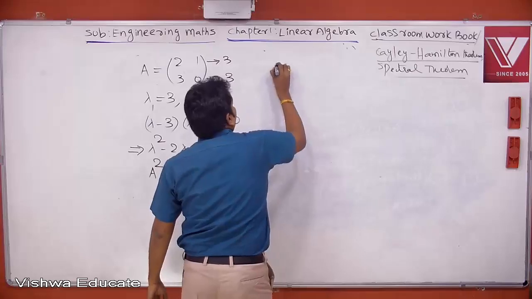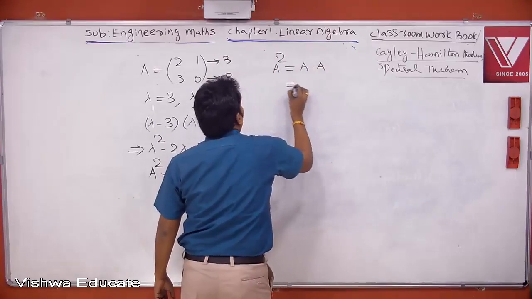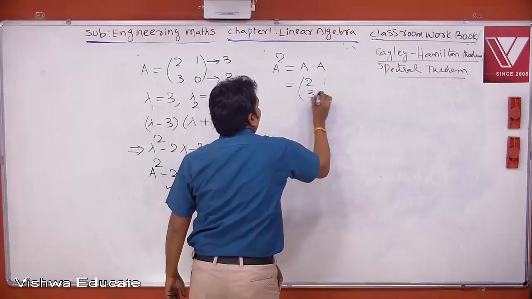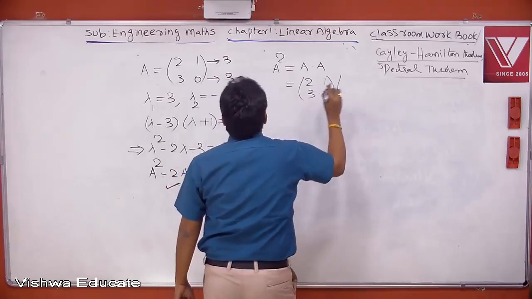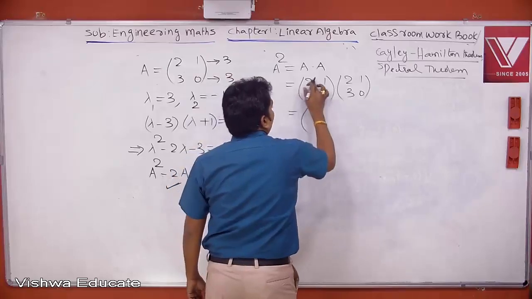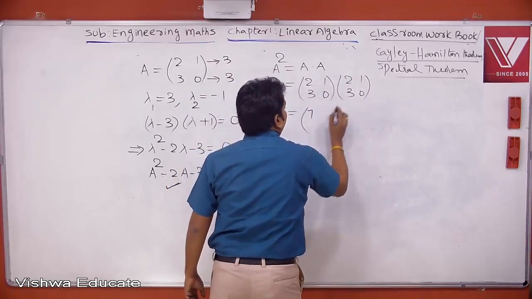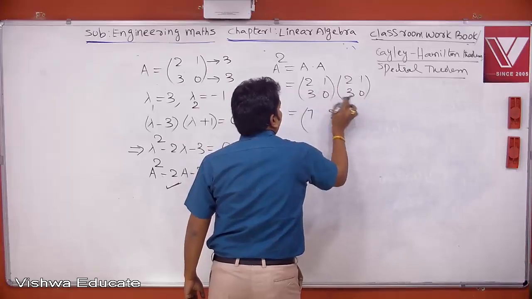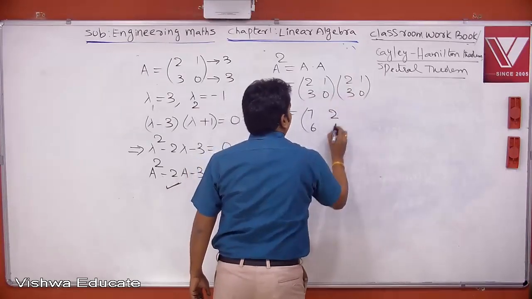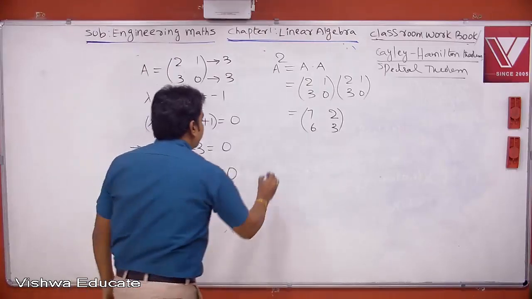So here let us calculate A square at first. A square equal to A into A. My A is [2 1; 3 0] into [2 1; 3 0]. Therefore, this is 2 into 2 plus 1 into 3, this is 7. 2 into 1 plus 1 into 0, 2. 3 twos plus 0 is 6. This is 3. So, A square equal to this. Now, let us evaluate this.